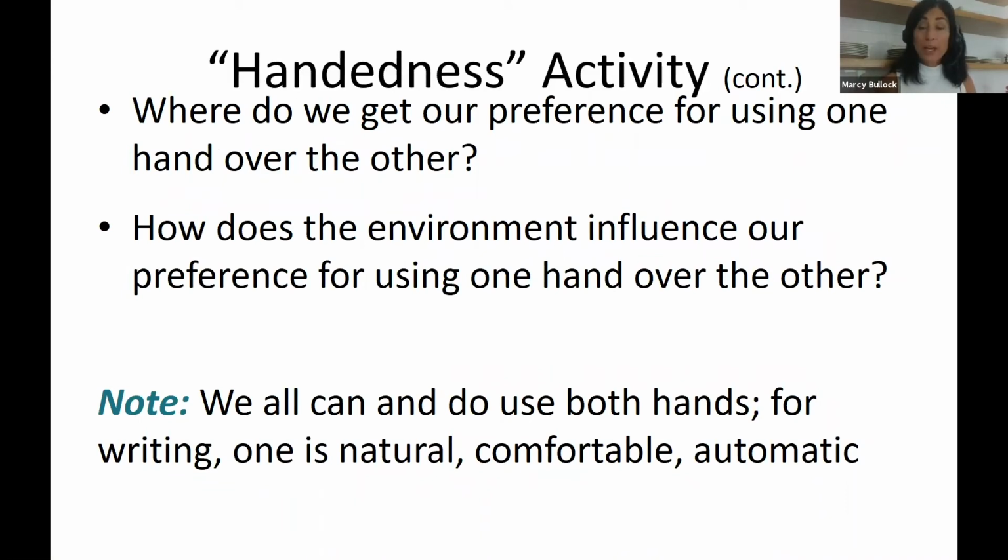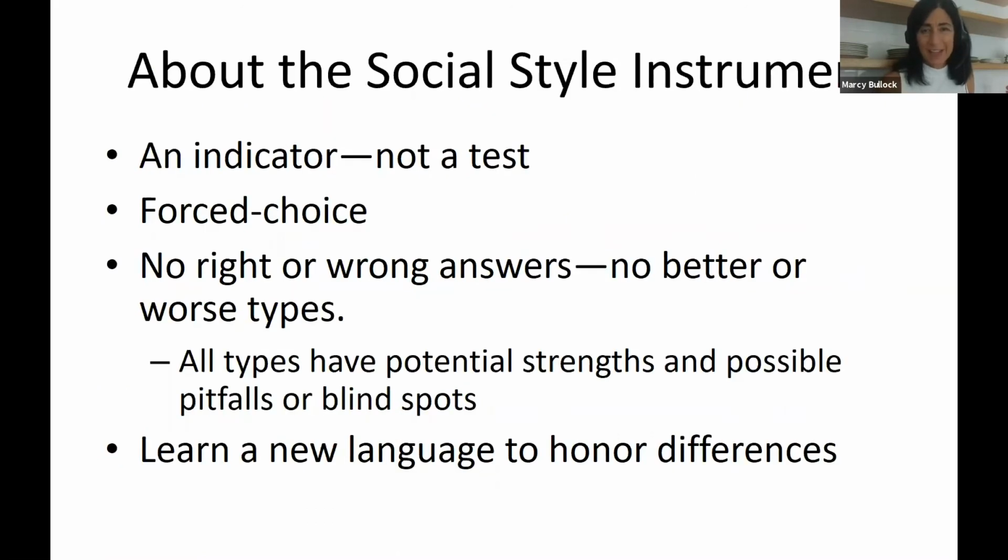So where do we get our preferences for using one hand over the other? How does the environment influence our preference for using one hand over the other? Remember, we can all do both, but one is just more natural and more automatic. It comes from our genetics, it comes from our DNA.